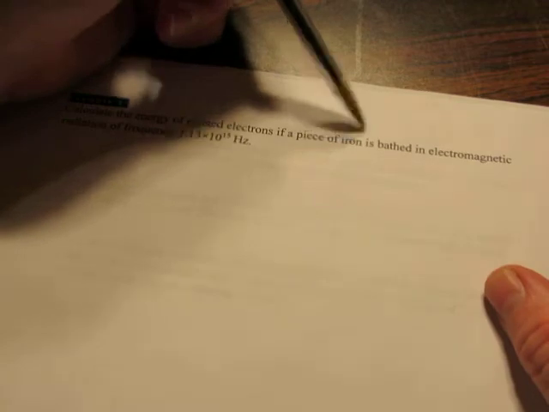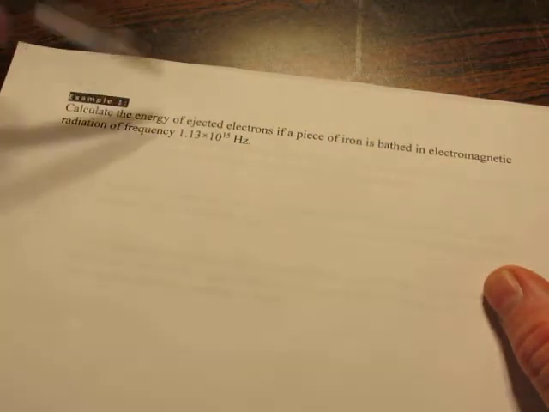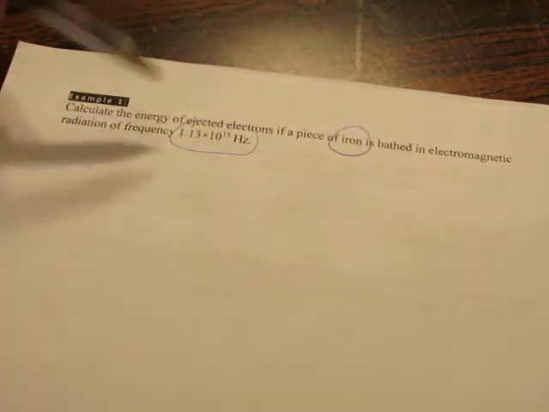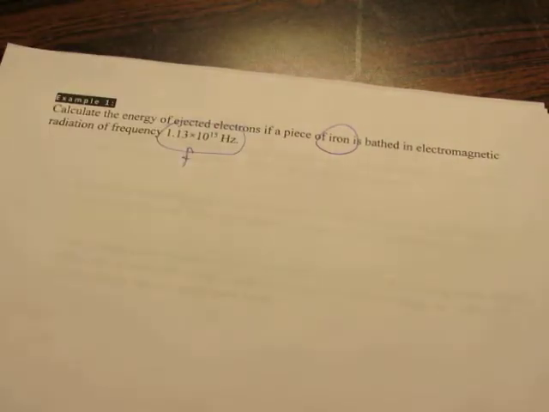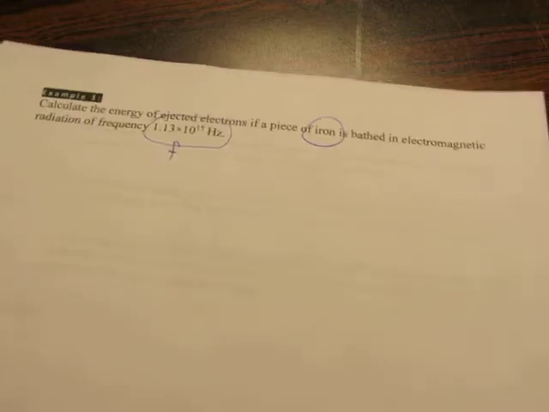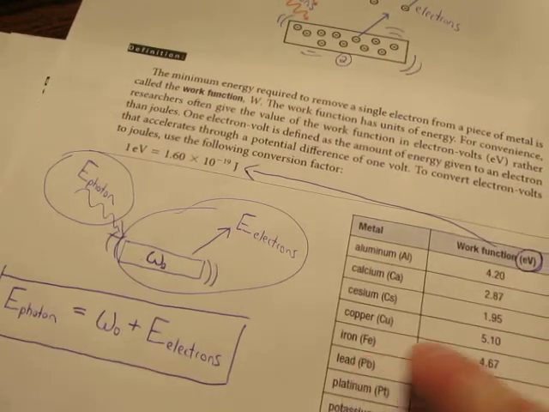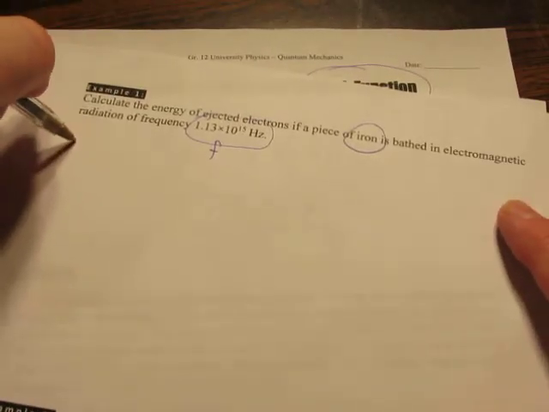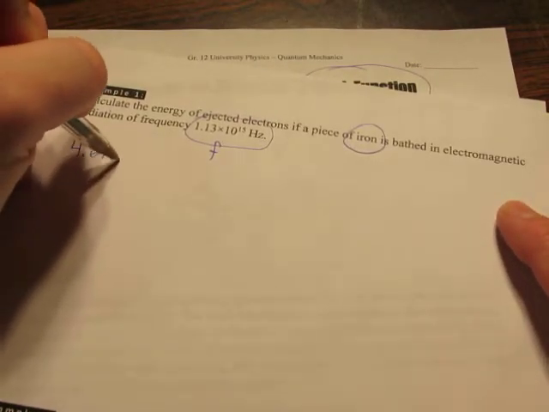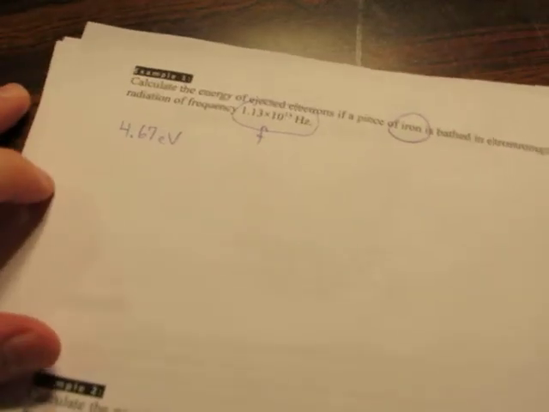So question 1, calculate the energy of ejected electrons. So that's the end of the situation. If a piece of iron is bathed in electromagnetic radiation of frequency this. So there are two givens in this question. They give you the frequency of the photons and the material that's being used, which is iron. So first things first, look up iron on the chart. It's got a work function of 4.67 electron volts. So let me write that down. 4.67 electron volts is the work function in this question.